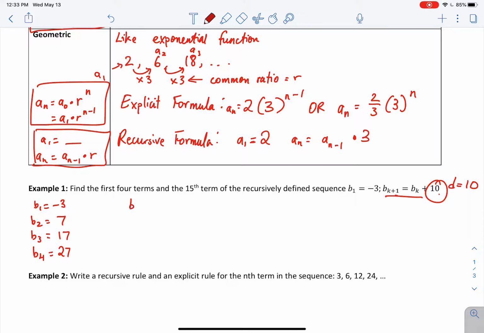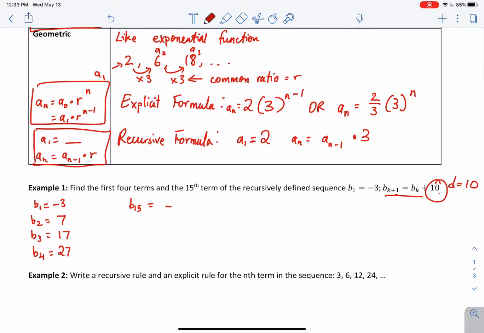Now when I need the 15th term, I don't really want to go to the 5th and 6th and 7th and 8th and so on. So I'm going to write an explicit formula for this. So I know that it would be -3 plus 10 times n minus 1, or k minus 1 in this case, I guess. Right, because -3 is my first term, and then I want the 15th term. I know the common difference is 10, so I need it -1 because I started with the first term. So I plug in 15, so it would be -3 plus 140, which is 137.